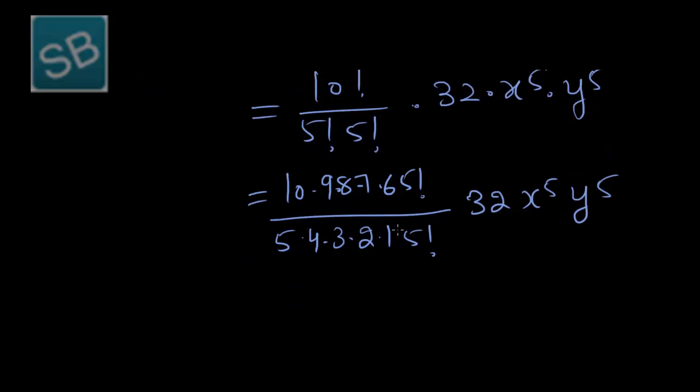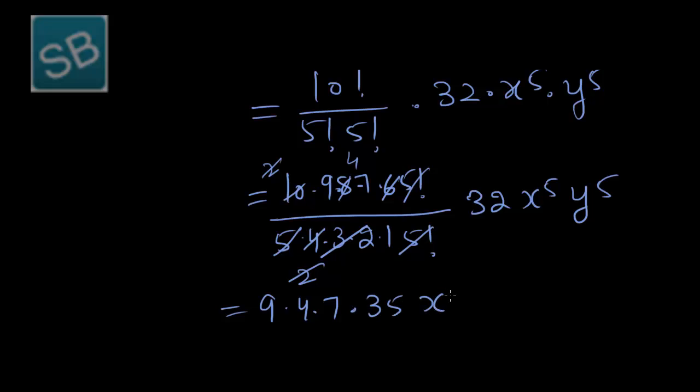So we get here 10 into 9 into 8 into 7 into 6 into 5 factorial over 5 into 4 into 3 into 2 into 1 into 5 factorial into 32, x raised to power 5, y raised to power 5. So 5 is cancelled out by this, 6 is cancelled out by this, 5 2s are this, and 2 2s are 4, and 2 4s are this. So we get 9 into 4 into 7 into 32 into x raised to 5, y raised to 5. So the middle term is 8064 x raised to 5 into y raised to 5. So this is the middle term when n is even. So this is the problem related to the middle term.